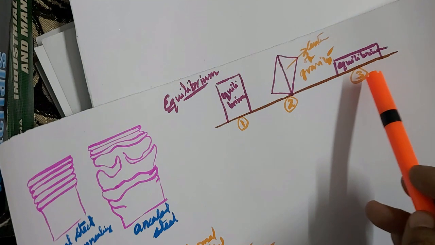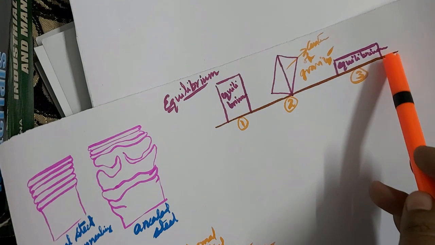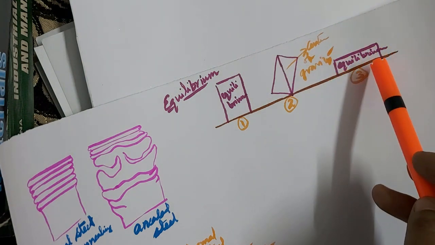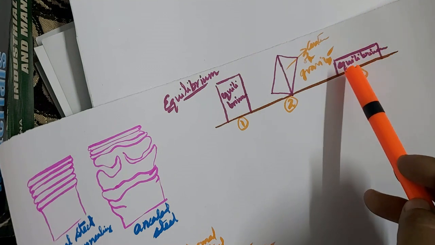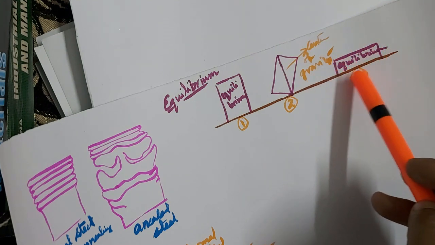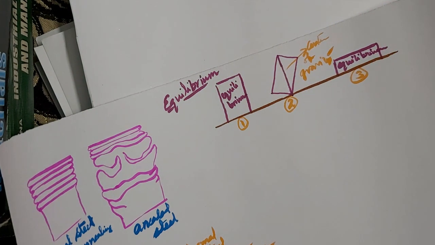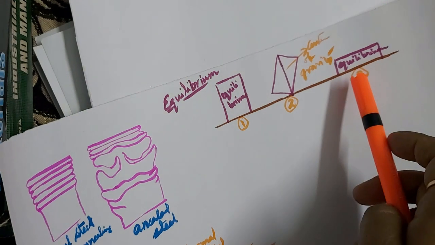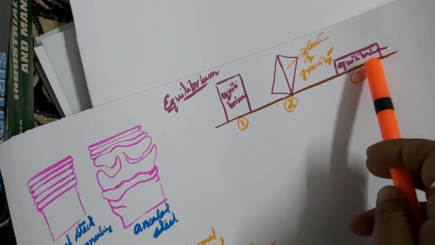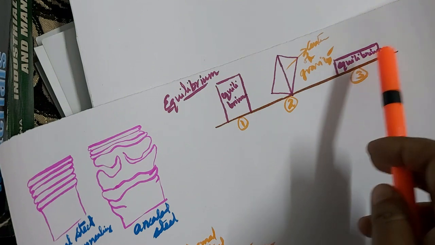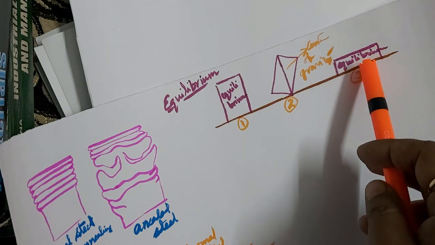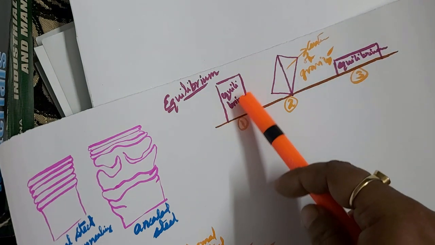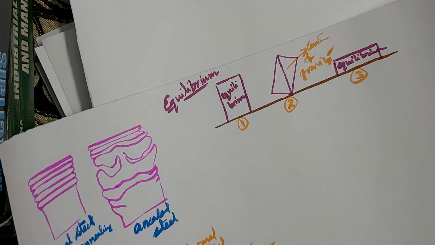Number three is more stable, as the block is lying in its larger area. That's why it requires maximum force to change its position than this position.